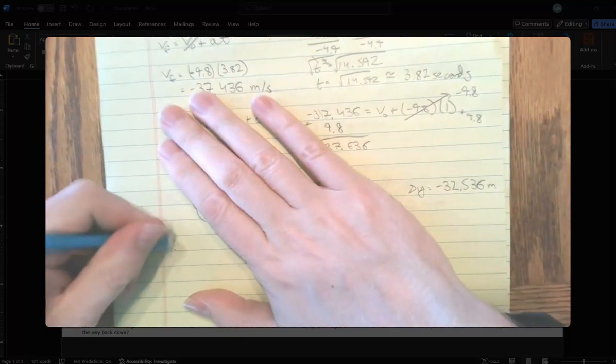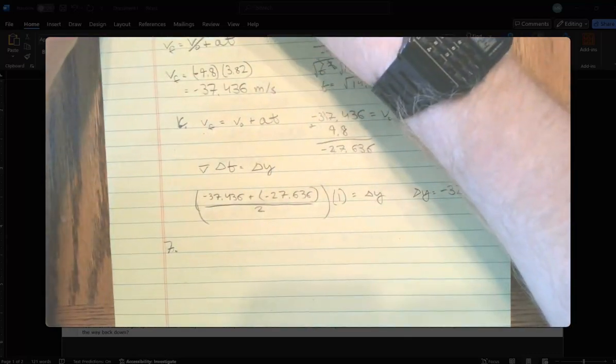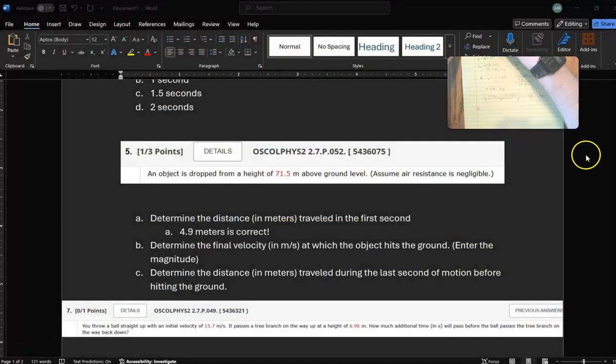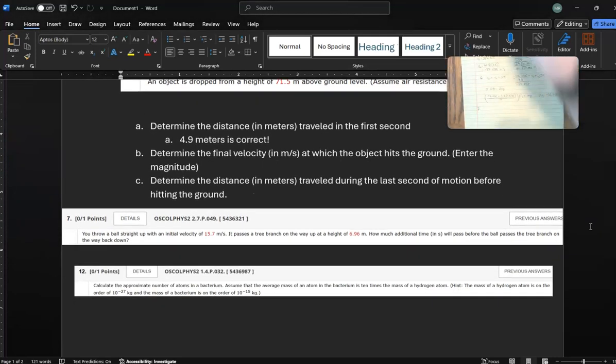All right. So the next one here is 7. So there, you throw a ball straight up with an initial velocity of 15.7 meters per second. And it passes a tree branch on the way up at a height of 6.96 meters. So how much additional time in seconds will pass before the ball passes the tree branch on the way back down?